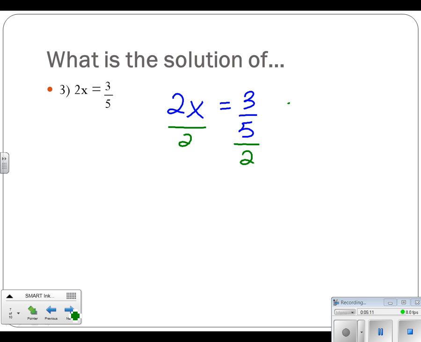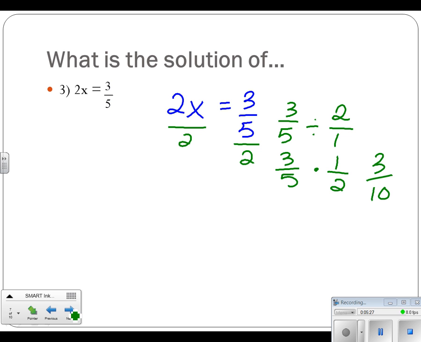So we have 3/5 divided by 2, which is 2 over 1. Turn it into a multiplication problem. Find the reciprocal. And 3/10 would be the solution.